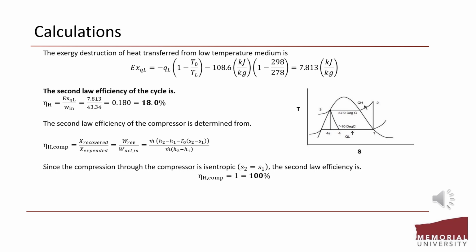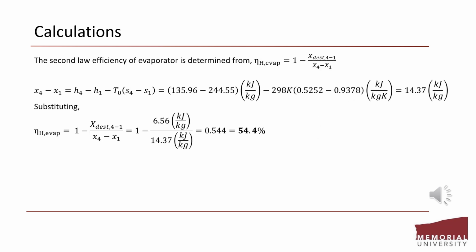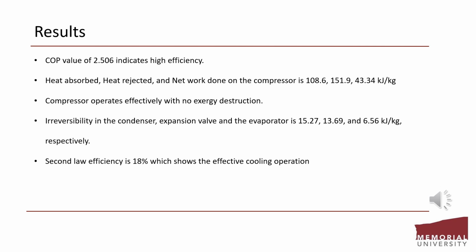The second law efficiency of the compressor can be calculated from the given formula. As we know, the entropy of state 2 and state 1 is the same, so the efficiency of the compressor will be 100%. In the same way, we can calculate the second law efficiency of the evaporator from the given equations, which will be 54.4%. As we have seen, we get a coefficient of performance of 2.506, which indicates high efficiency of the cycle.